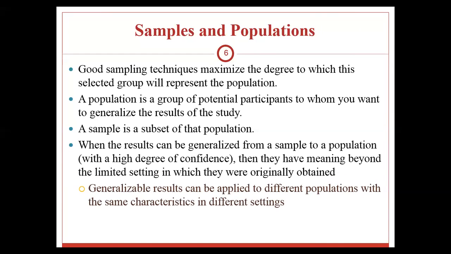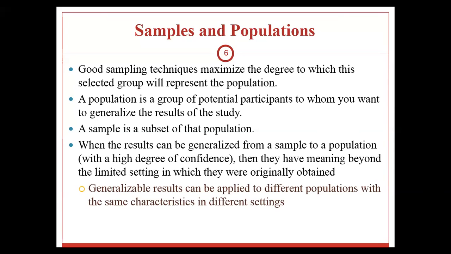The population is a group of potential participants to whom you want to generalize the results of the study. The sample is a subset of that population. When the results can be generalized from sample to population with a high degree of confidence, then these results have a meaning beyond the limited setting in which they were originally obtained.